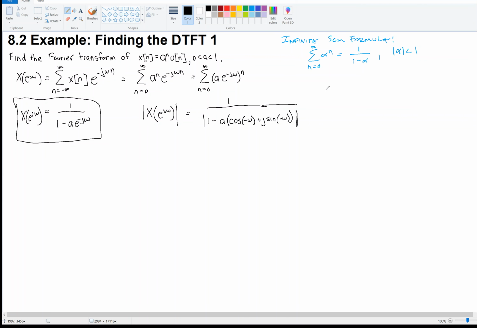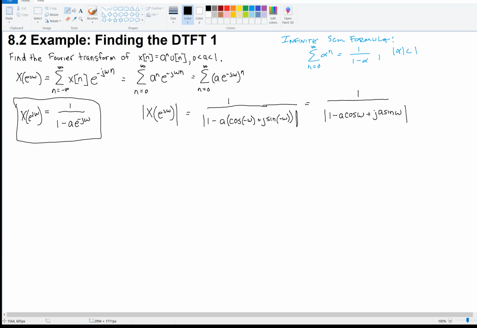Okay, so I haven't really taken the absolute value yet. I'm just using Euler's formula to get it in a nicer form. So now cosine is an even function, so cosine of negative omega is just cosine of omega, and I'm going to group the real parts together. So this is 1 minus a cosine of omega. And sine is an odd function, so I can bring the minus out and make minus j sine of omega. And then I have a minus a, so that makes a plus j a sine of omega. So I'll just want to check my work there for a second.